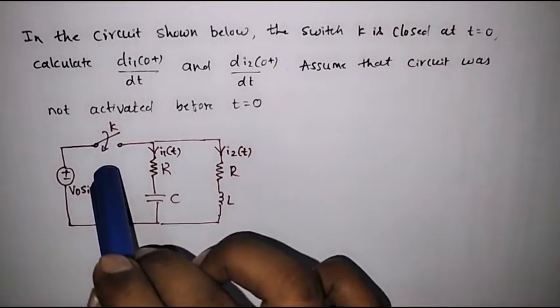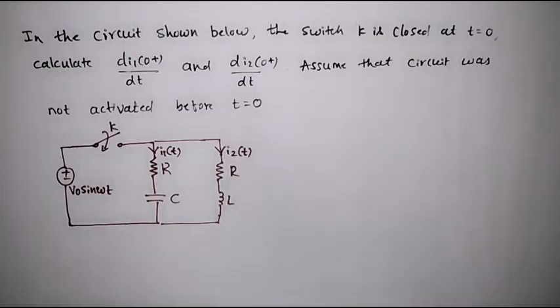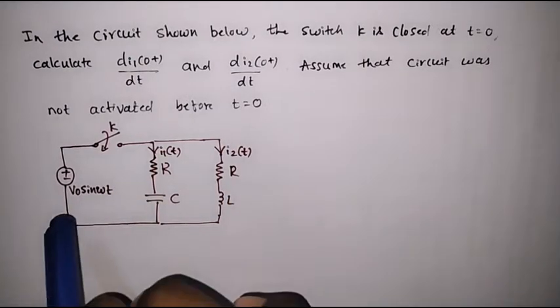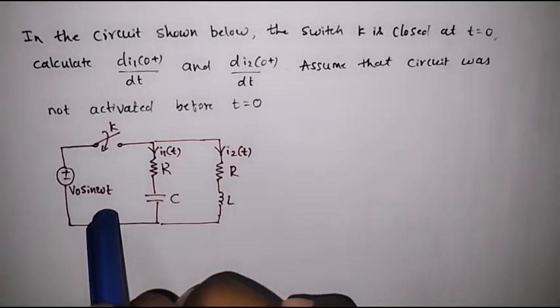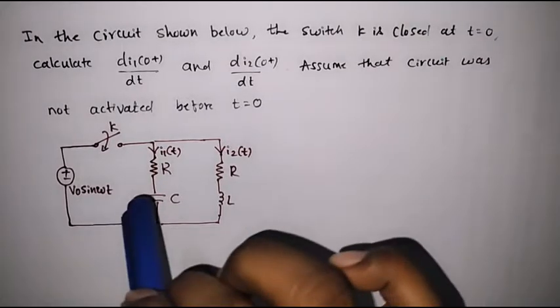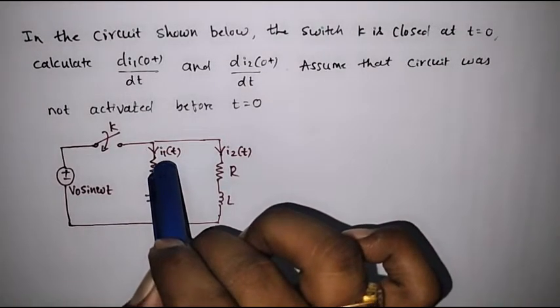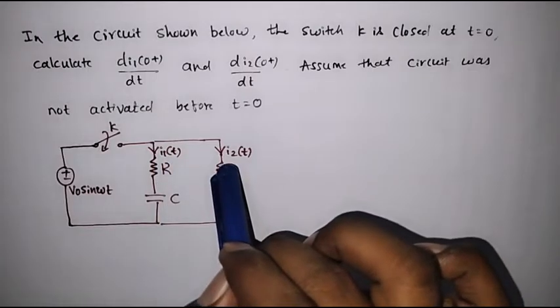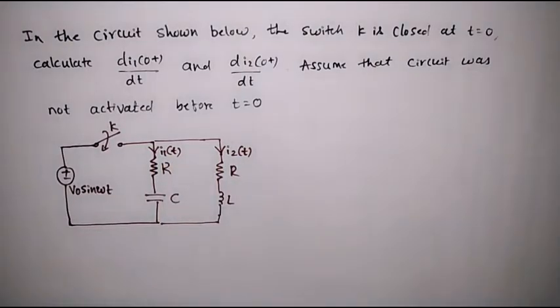K is the switch which closes at t equal to 0, and V0 sin omega t is the applied voltage. We are supposed to calculate the first derivative of current I1(t) and the first derivative of current I2(t).